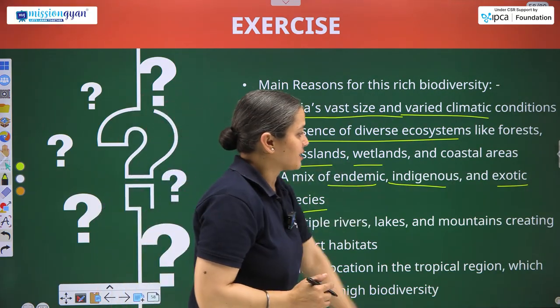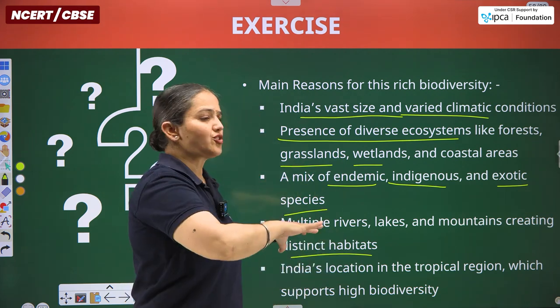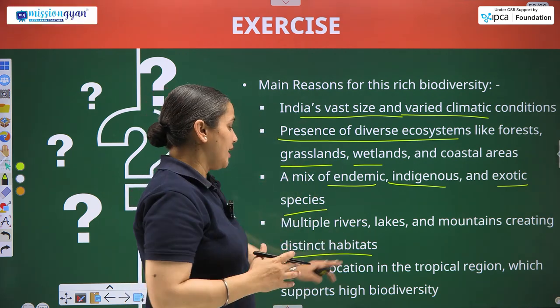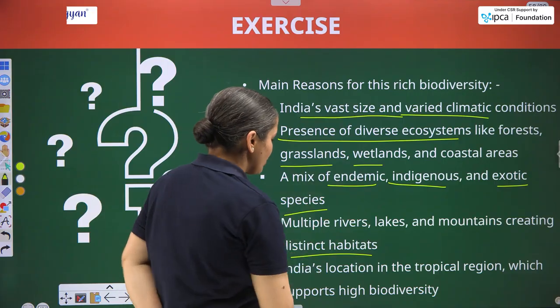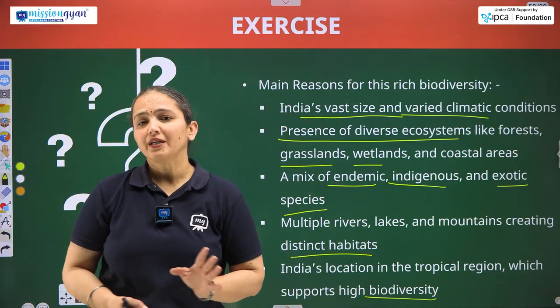Multiple rivers, lakes and mountains create distinct habitats for each type of flora and fauna. India's location in the tropical region supports high biodiversity. So these are the prominent concerns.